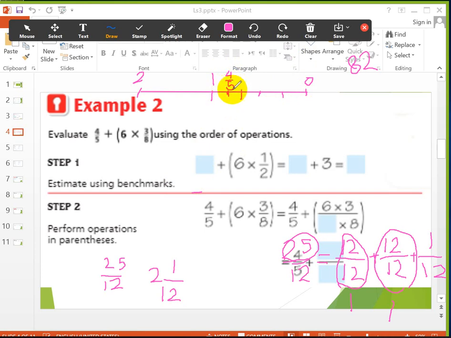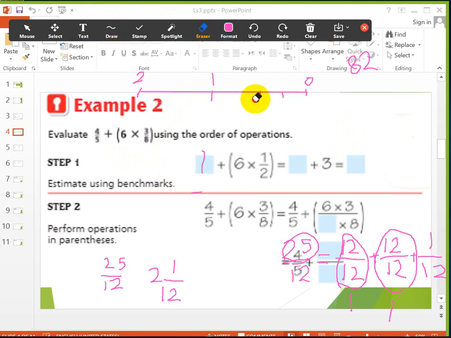If I want to know 4 over 5, it's close to which number? 0 or 1? I think it's close to 1. So I can round this fraction into 1. It will be 1. Also 3 over 8. If you round this number 3 over 8, it will be close to what? Let's see on the benchmark also.